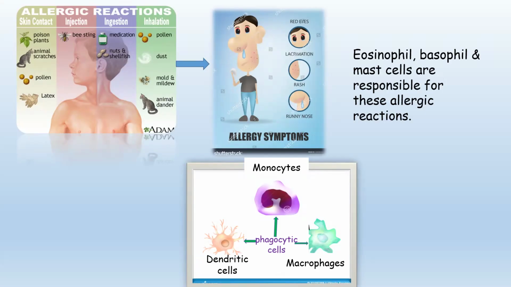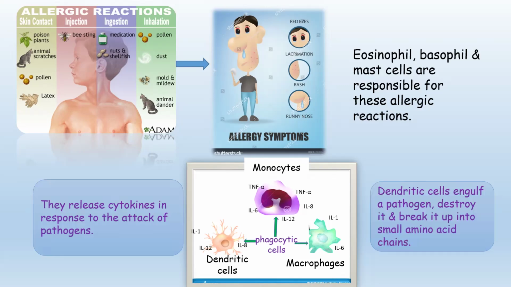Next come the monocytes, macrophages, and dendritic cells. These are again phagocytic cells. They release cytokines in response to the attack of pathogens. Dendritic cells engulf a pathogen, destroy it, and break it up into small amino acid chains.